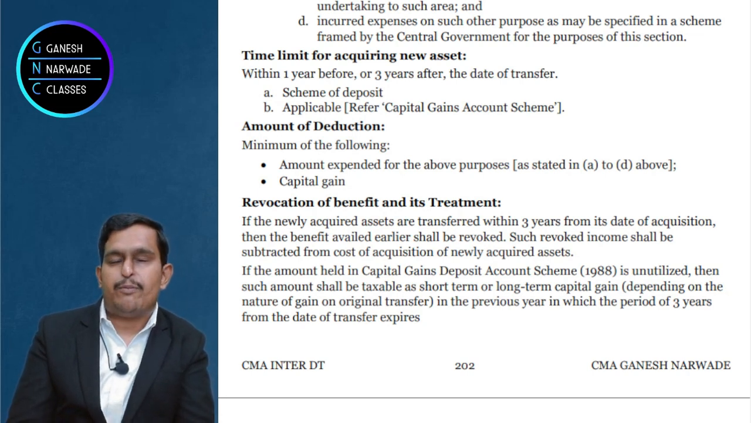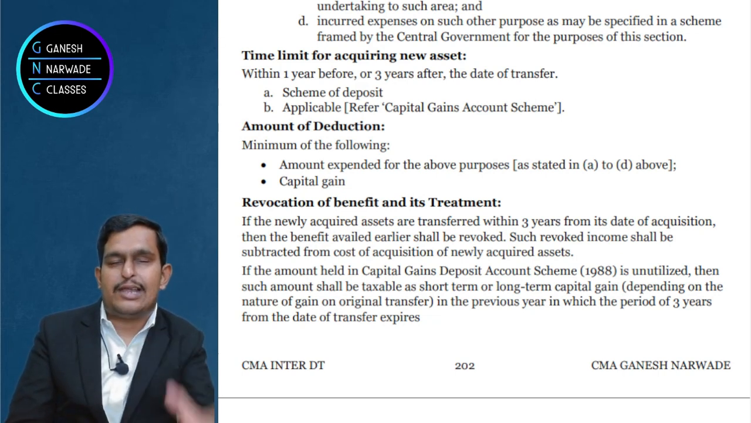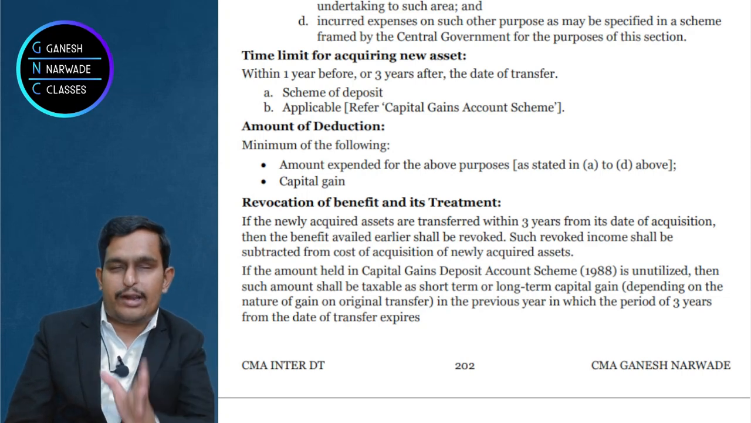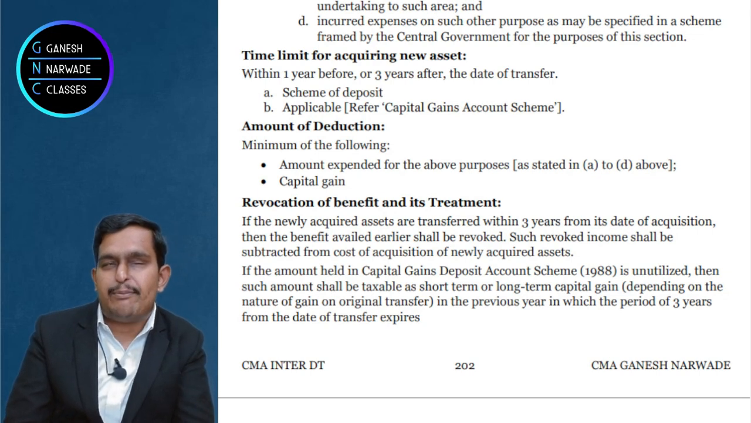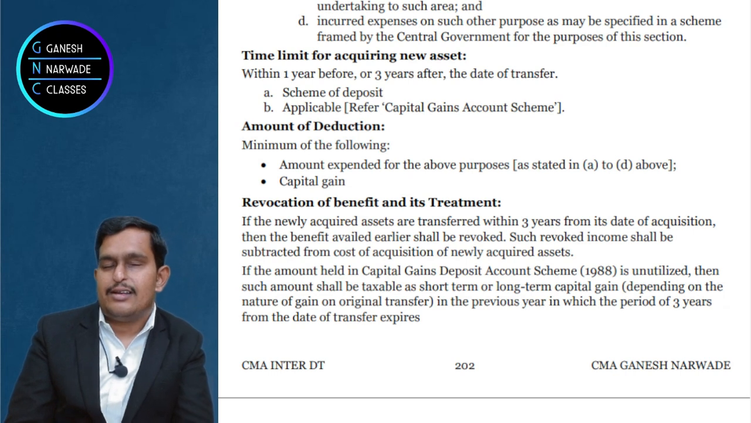Now, suppose within 3 years we should actually construct the building, plant and machinery, everything is okay. But suppose you did not do so, now you kept the money in capital gain account scheme, 3 years over from the date of transfer. You did not utilize the money. What will happen to that money in capital gain account scheme? Answer is simple. The unutilized amount in the capital gain account scheme will be fully taxable in the previous year in which the period of 3 years expires.